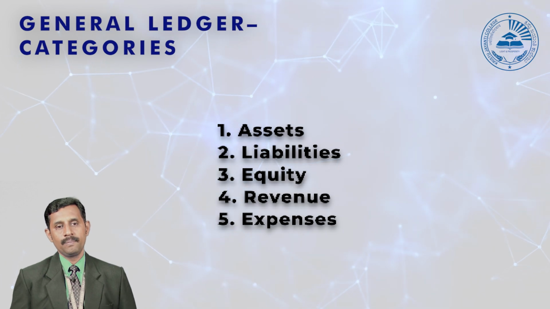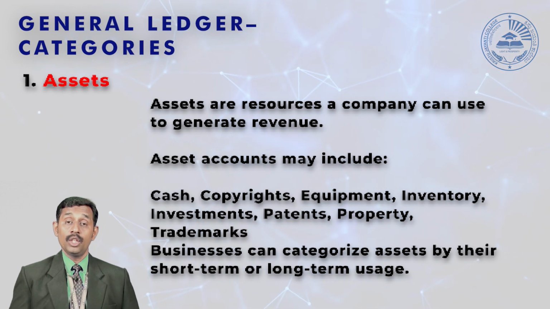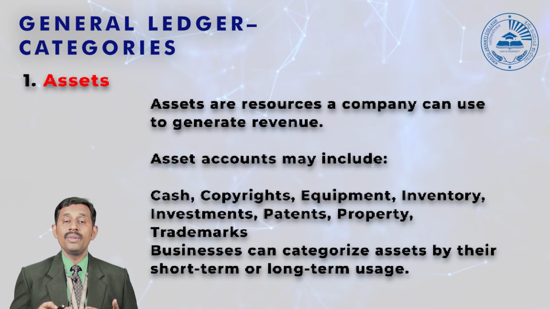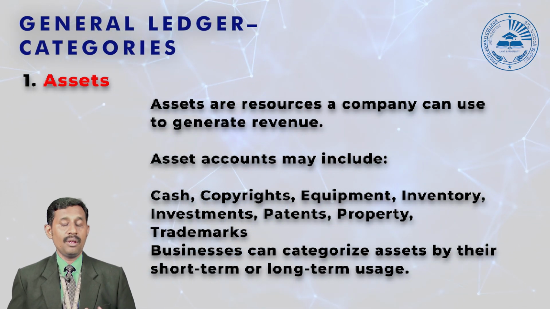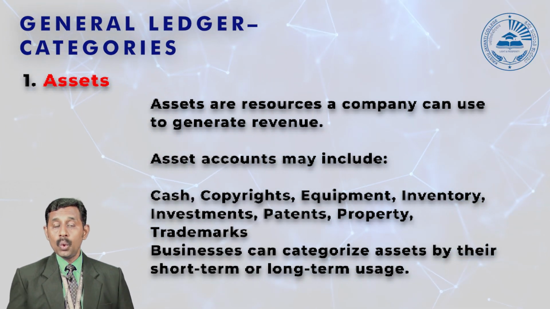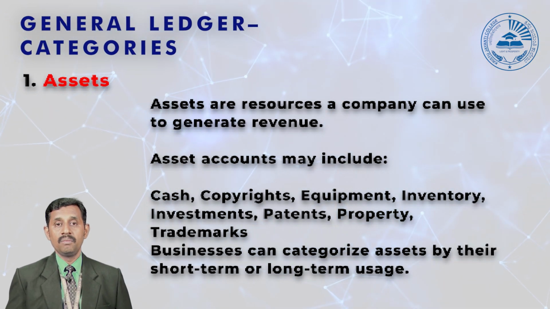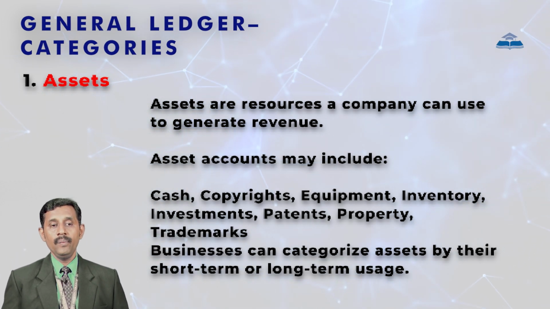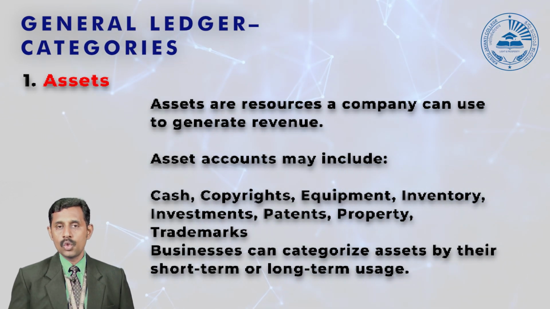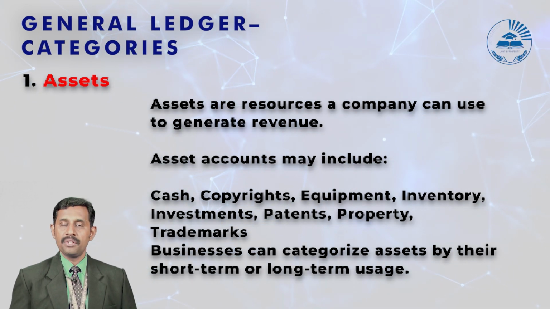First, assets. Assets are resources a company can use to generate revenue. It's a fact. Based on the assets we have, we can mobilize revenue. For example, Walmart invested a huge amount in real estate, and through that it is generating revenue: rent, lease amount, likewise. These assets may include cash, copyright, equipment, inventory, investments, patents, property, trademarks.